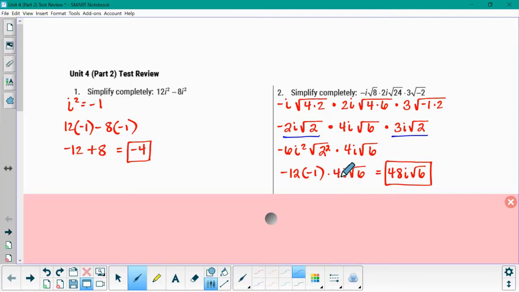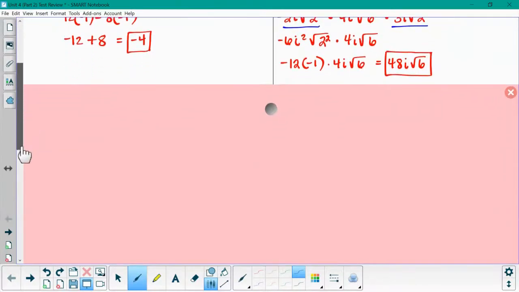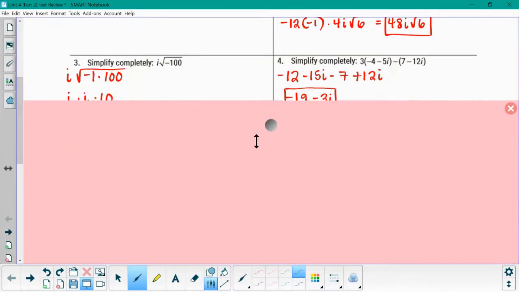Now, this just requires a little bit of multiplication again. This is positive 12. 12 times 4 is 48. Can't do anything with the i, can't do anything with the square root of 6. Now, again, I would say you should not expect something this challenging, especially with radicals, on the test this Friday. So let's go ahead and look at our next couple of problems.